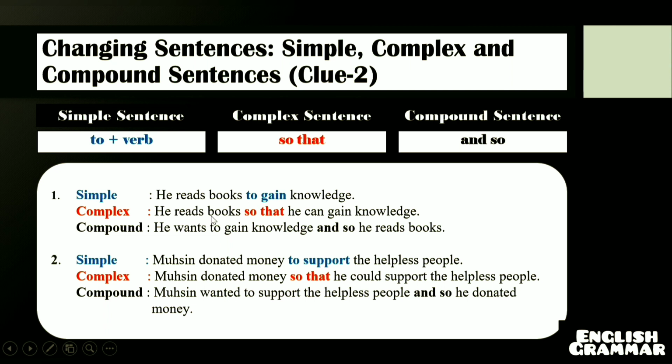But in a complex sentence, one is a principal clause and another is a subordinate clause with the help of a subordinating conjunction. But in a compound sentence, you'll find two coordinate clauses where you will get one coordinating conjunction. Here, in the place of "to," I have written "so that," and after that I make a clause.